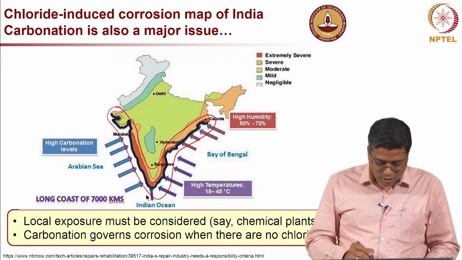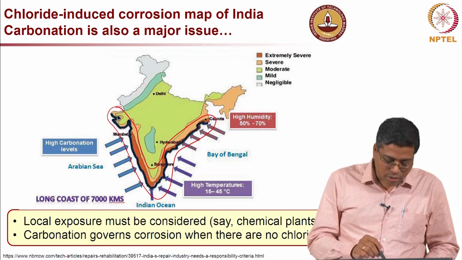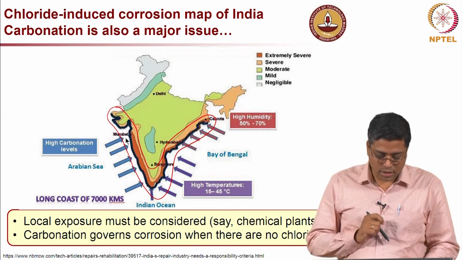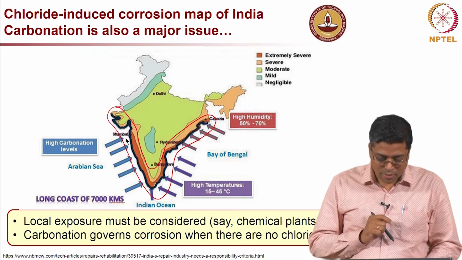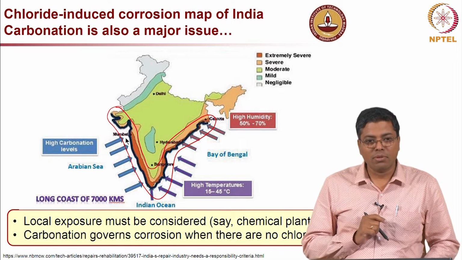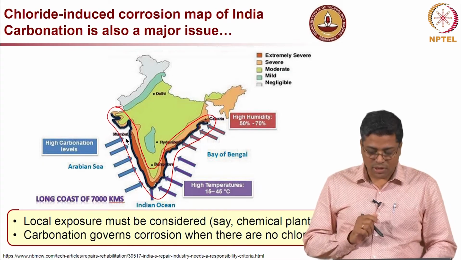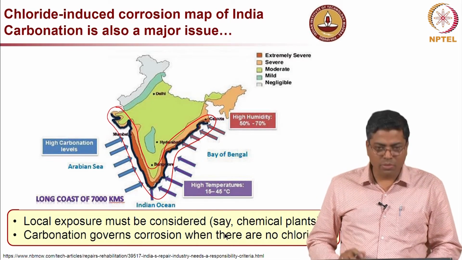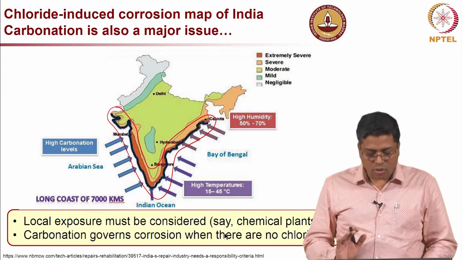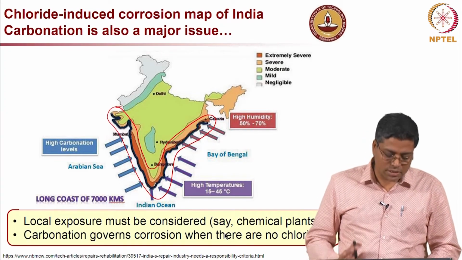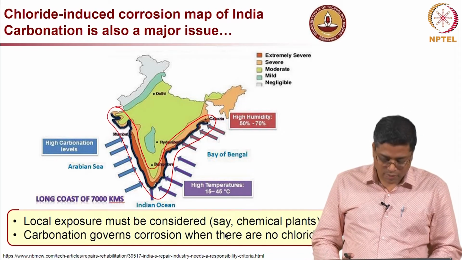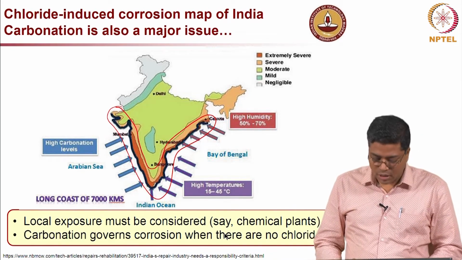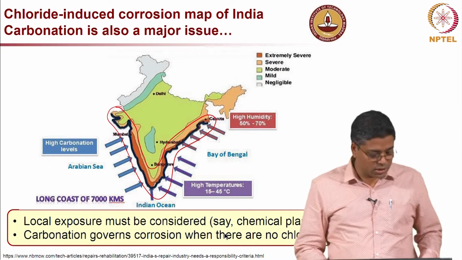So we have to be very careful when we construct structures along the coastline. We usually think carbonation is not a major problem, but carbonation is also a major problem, because at about 60 to 70% humidity you can have very high carbonation. But again, in the coastal zone we usually see that chloride is governing in most cases. However, we should also give enough importance to carbonation.